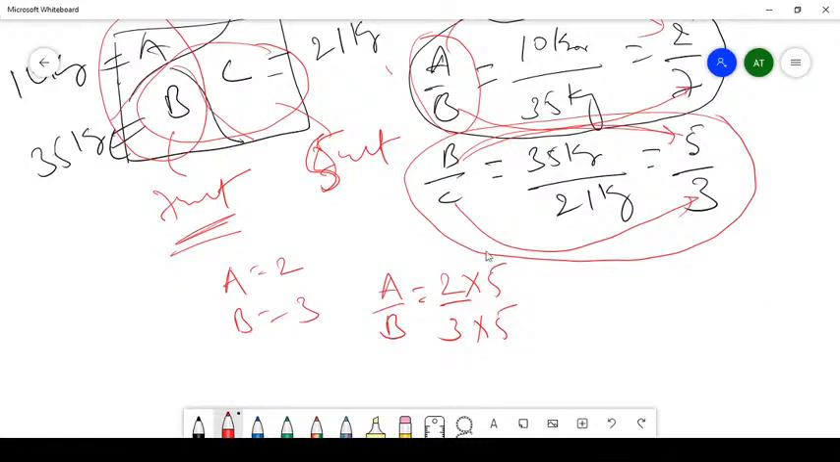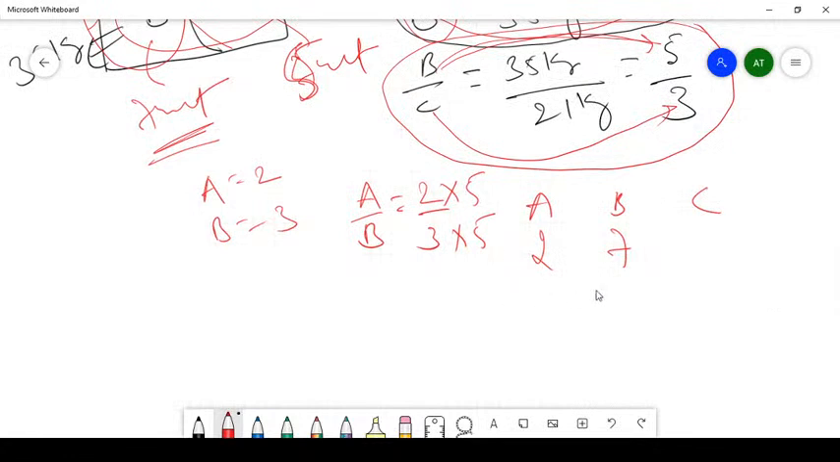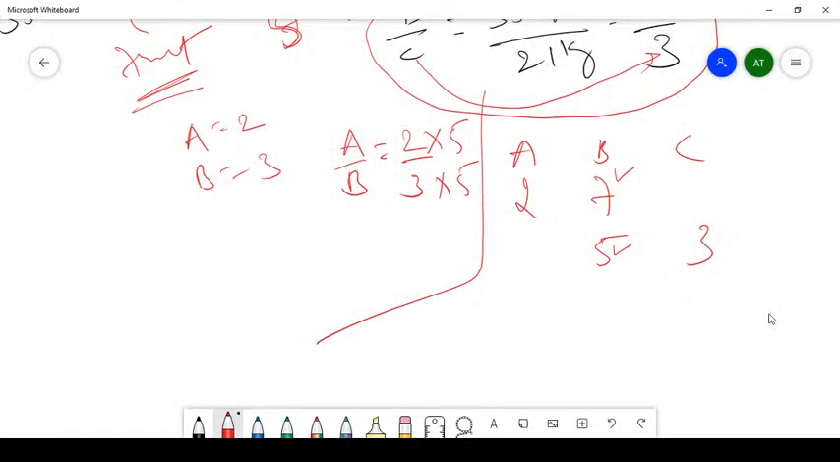Then here A, B, C, A, B, and C. When I compare A and B, I am saying that it is 2 and 7, and from the second comparison, I am saying that B is 5 and C is 3, right? Then this is the contradiction. It is 7 unit and it is 5 unit, which is contradicting each other. Then I need to correct it.